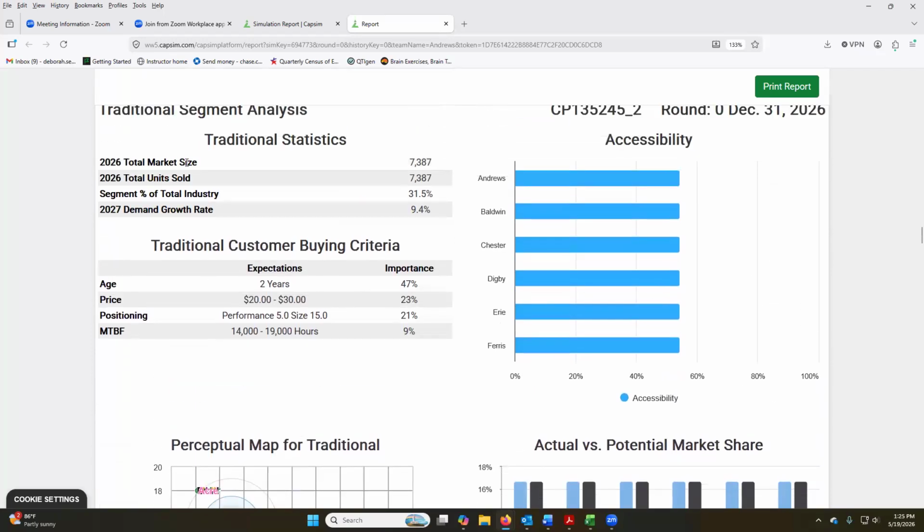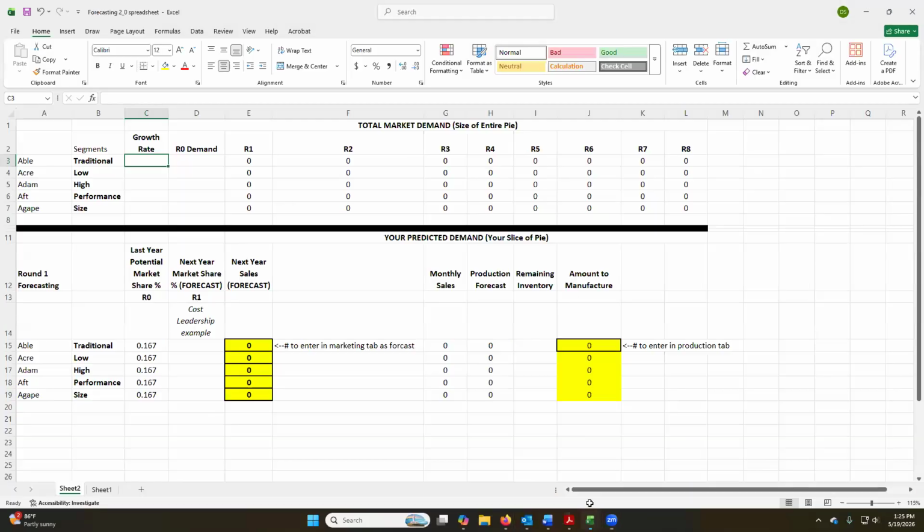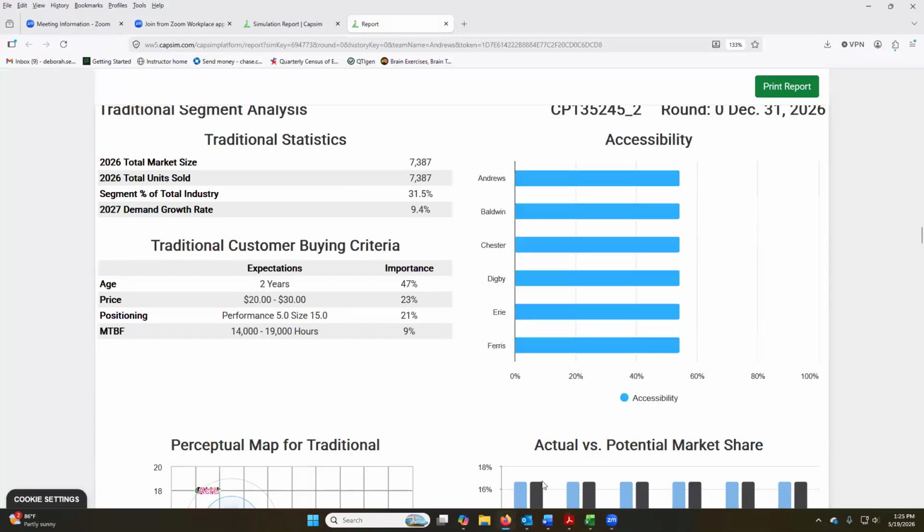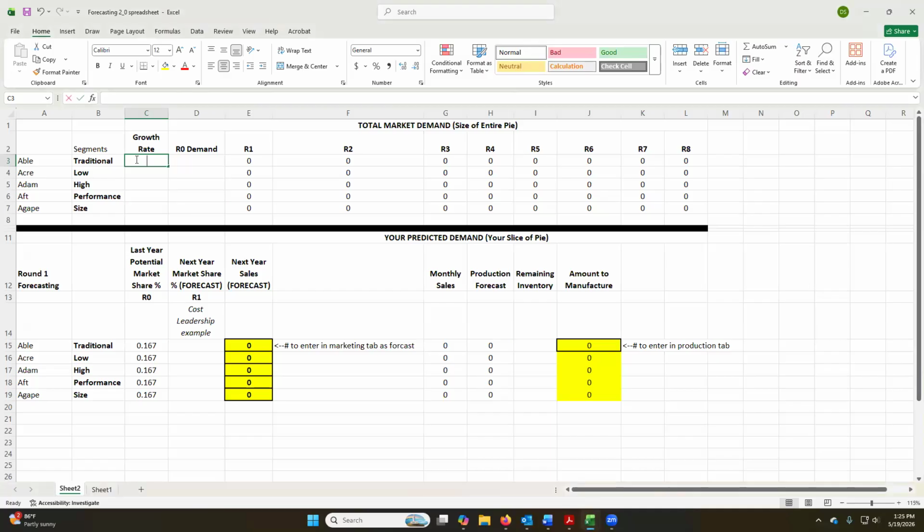So in 2026, traditional customers purchased 7,387,000 units, and it grows at a rate of 9.4%. So what were those numbers? Those numbers were 7387 and 9.4, or 0.094. Oh, it looks like I'd already done the formulas.